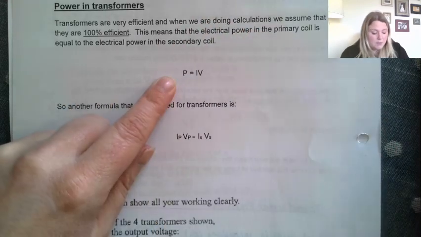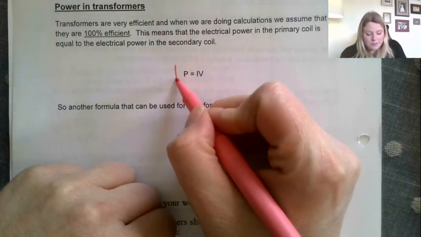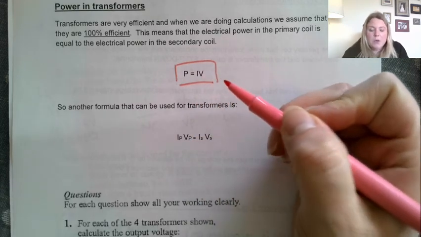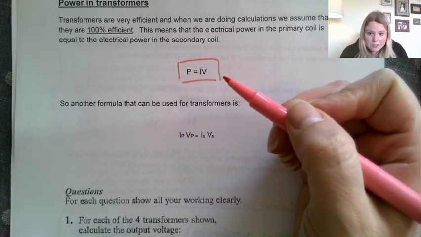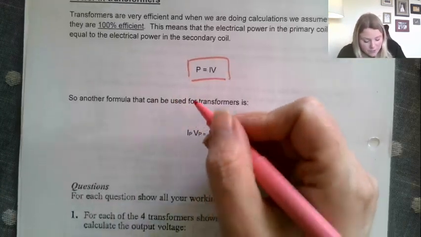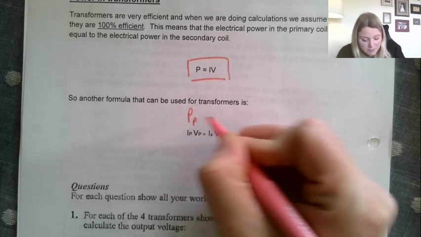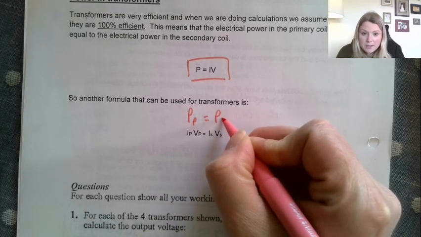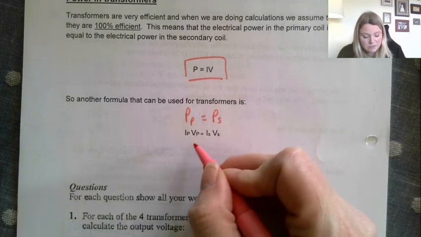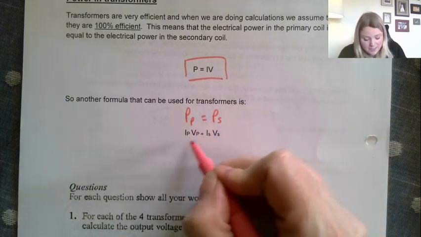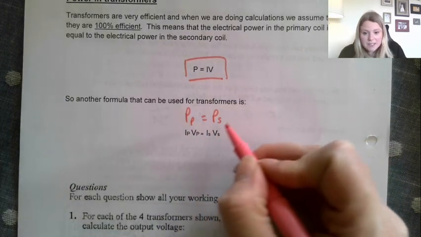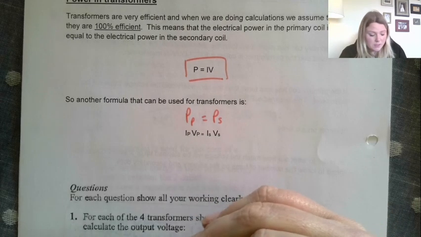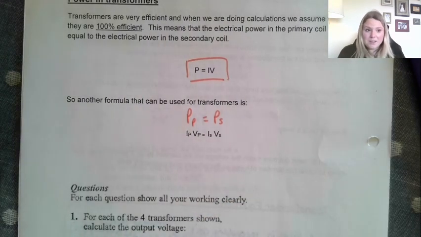This is just a wee reminder about how we calculate electrical power. So power is current multiplied by voltage. So if our power in the primary is equal to our power in the secondary, then IV equals IV. So IV for the primary equals IV for the secondary. Now, some of these questions do make use of that.